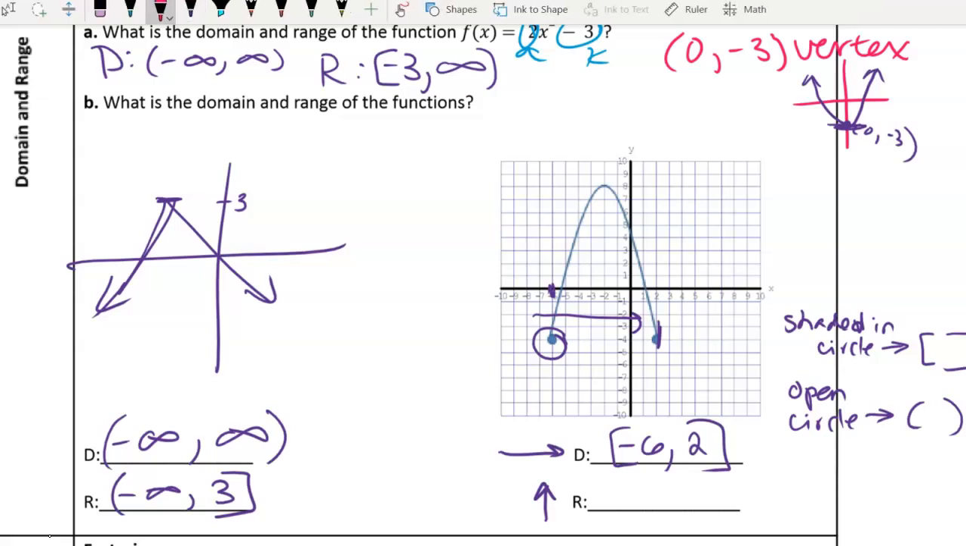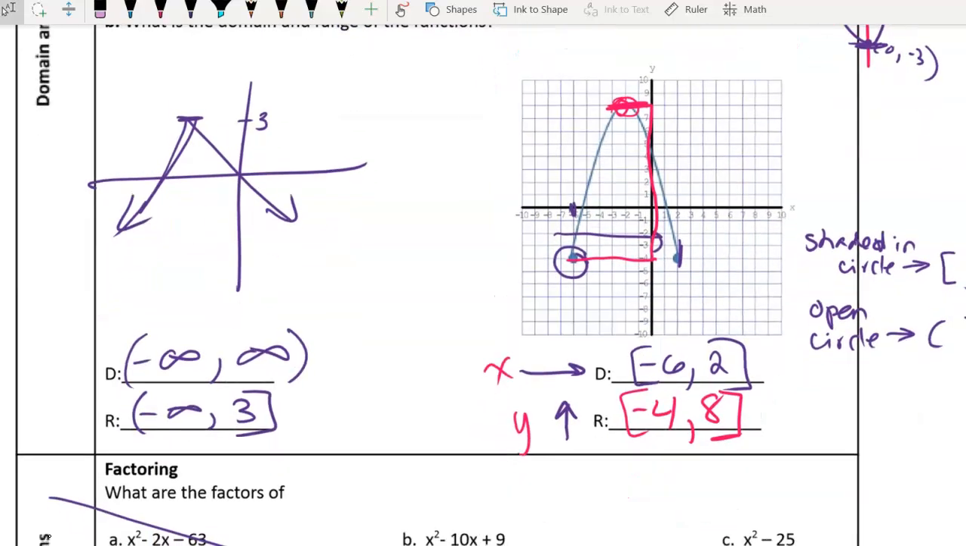For our range, from bottom to top, or the y values, we start here at -4. And again, it is shaded in, this point at -4. So it would be -4 with a bracket. And it goes all the way up to 8. Now there is no hole at 8, so it is another bracket. Okay. If there was a gap or a skip or a jump, whatever you might want to call it, at the y value of 8, then yeah, we would have an open parentheses, but we don't. The graph is continuous through the point at 8, okay?